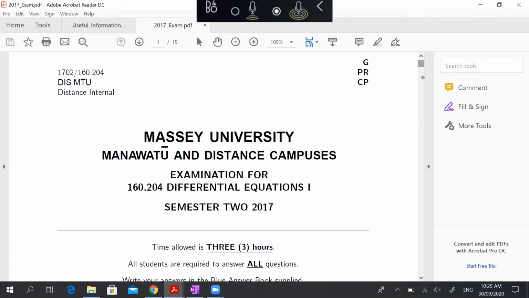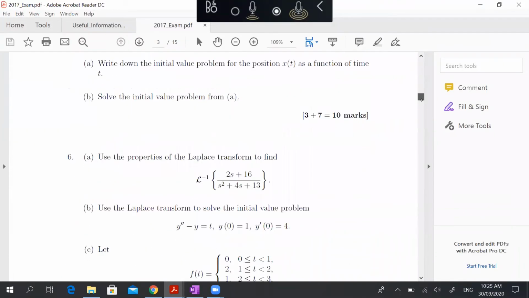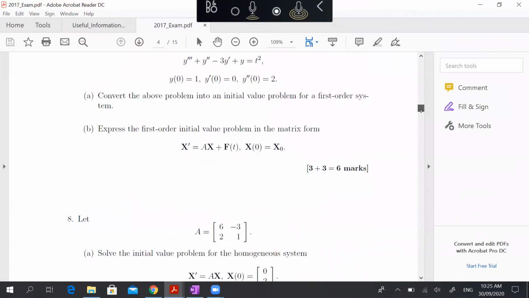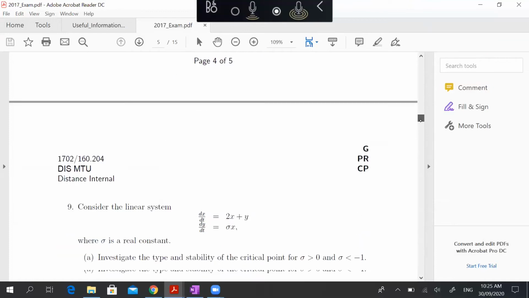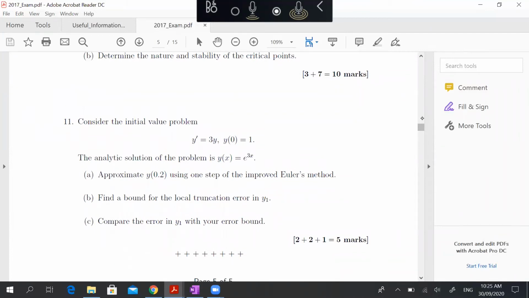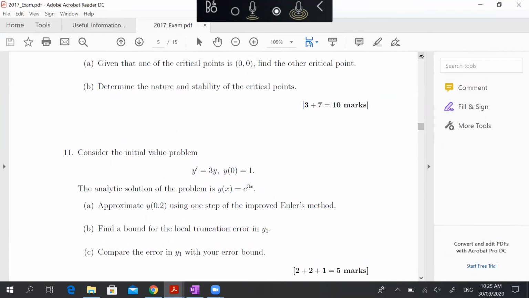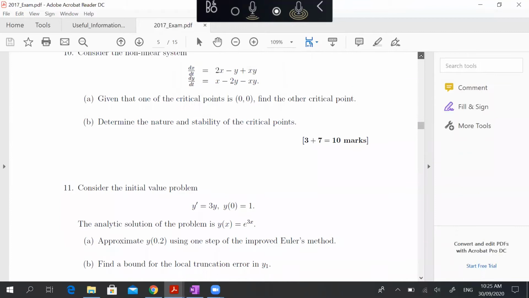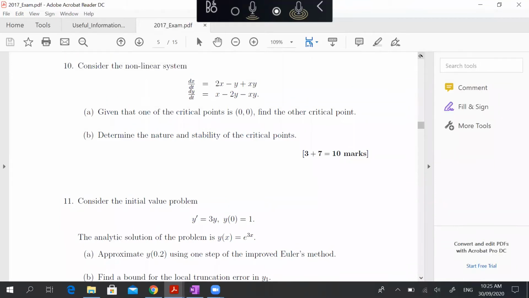Okay, so we're only going to look at classifying critical points of linear and nonlinear systems, and numerical methods. So that gives us 3 questions. Question 9 is a linear systems question. Question 10 is a nonlinear systems question, you can see here. And question 11 is a numerical methods question.